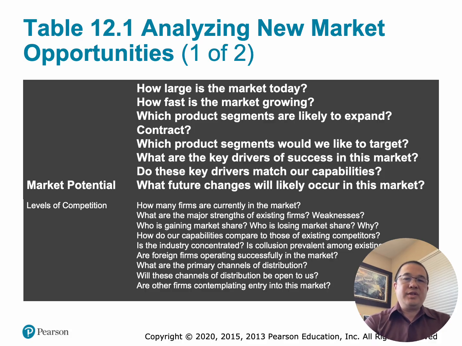What are the distribution channels? Managers ask, how do products reach customers? Through retailers, distributors, or online platforms? Will these channels be available to us? Access to distribution often determines success. A great product may fail if customers cannot easily buy it. Are other firms planning to enter? Future competition matters too. Managers evaluate potential new entrants, industry trends, and emerging competitors.